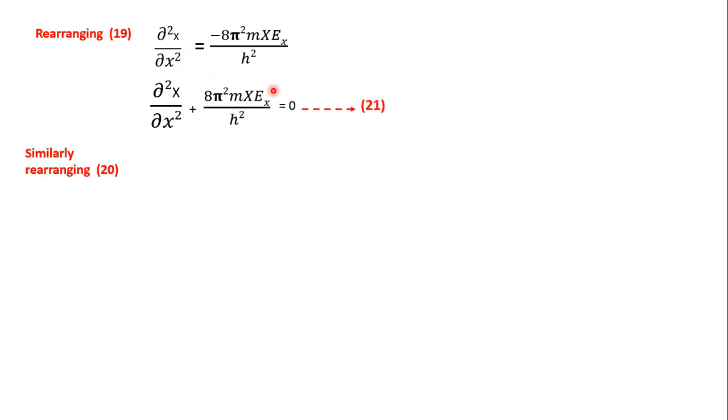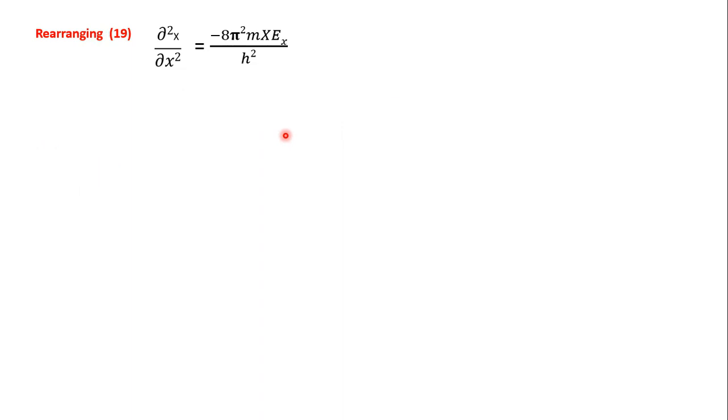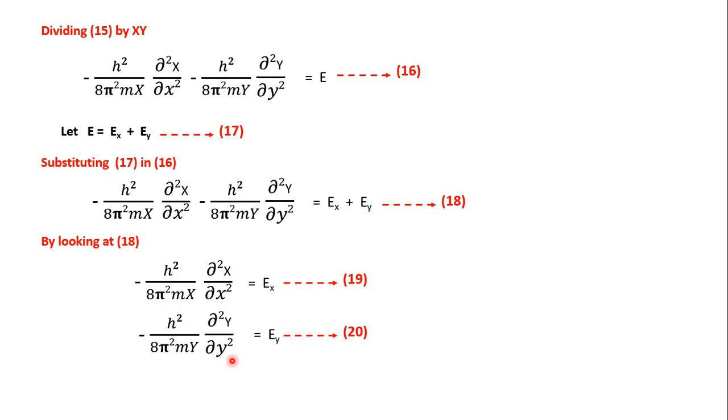Now you have to take the term on the right hand side to the left hand side, and so the negative term will become a positive term and the right hand side will become 0, and this is what we get. Similarly, rearranging the other equation, that is equation 20, this is taken to the right hand side. This will become 8 pi square m Ey Y by h square, of course minus. I am taking the negative term to the right side, and on the left side we will get something like this.